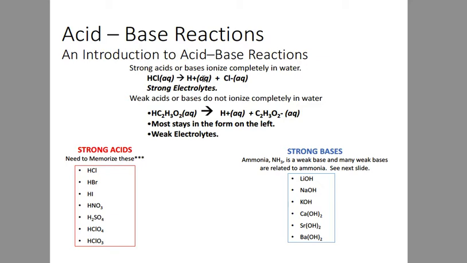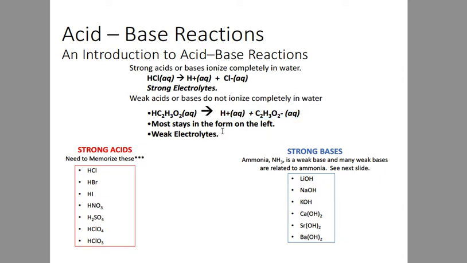Weak acids and weak bases do not dissociate or ionize completely in water. So we get partial dissociation. Here's acetic acid, which is basically vinegar, and what we get is some dissociation. This should actually have an arrow going back the other way as well, but most of it will exist in this form, and some of it will exist in this form.